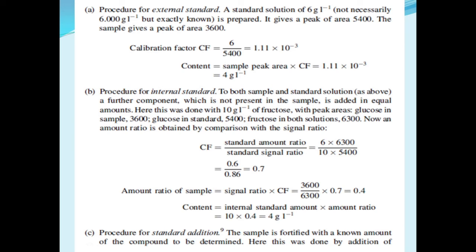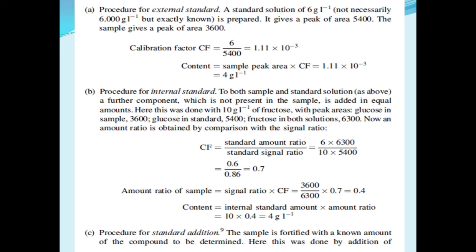Next possibility, procedure for internal standard. To both sample and standard solution as above, a further component which is not present in the sample is added in equal amounts. Here this was done with 10 gram per liter of fructose.